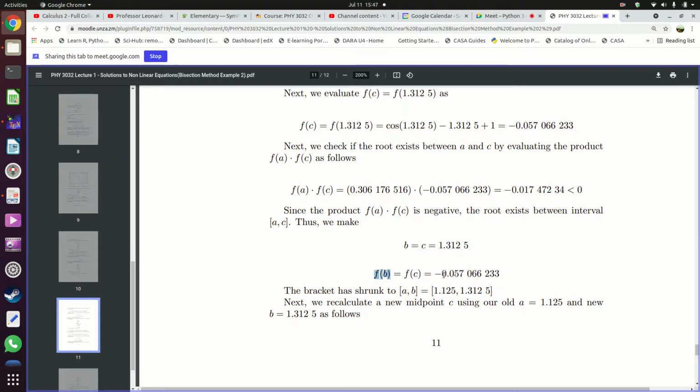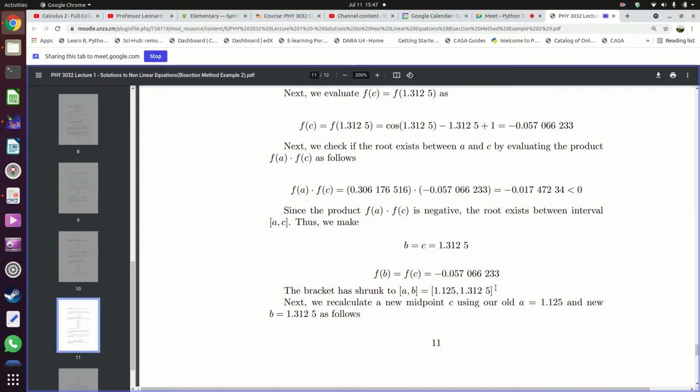And our f of C is now going to become our f of B, which is going to become minus 0.057066233. So with this adjustment, now our boundary AB becomes 1.125 for A and 1.3125 for B. Is this clear?